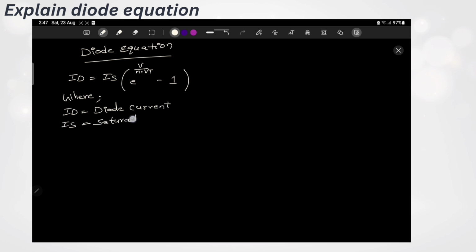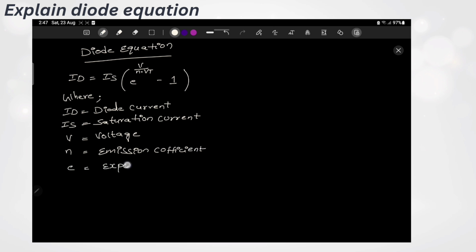Here ID is the diode current, Is is the saturation current, V is the voltage of the PN junction diode, N is the emission coefficient, which you can also call the ideality factor, Vt is the thermal voltage, and e is the exponential.